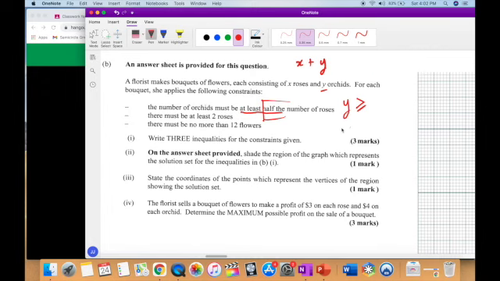Well, I'm going to see in the next question if you understand. So the number of orchids, Y, must be at least, and at least means greater than or equal to, half the number of roses. So this is the first equation here. There must be at least 2 roses.